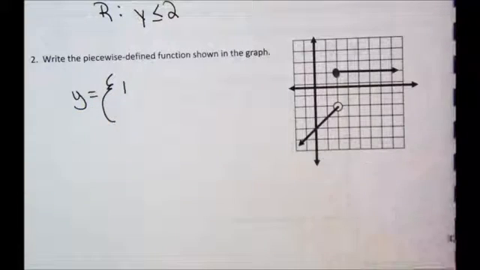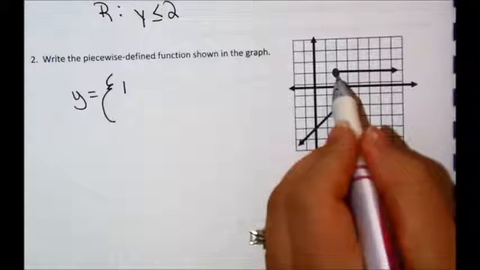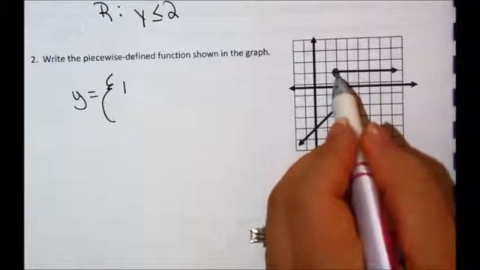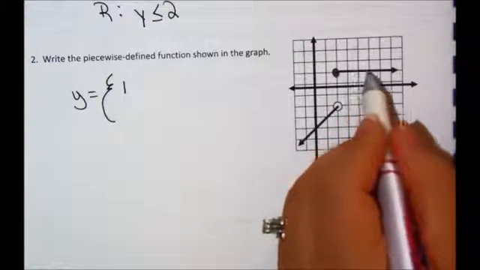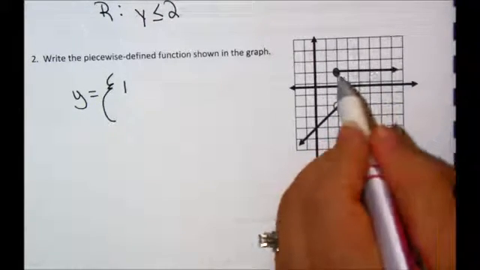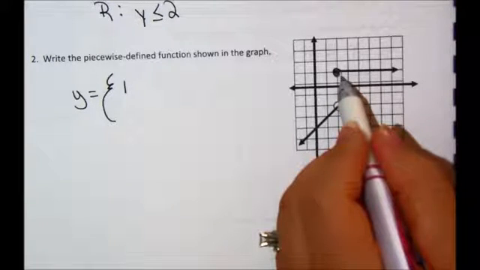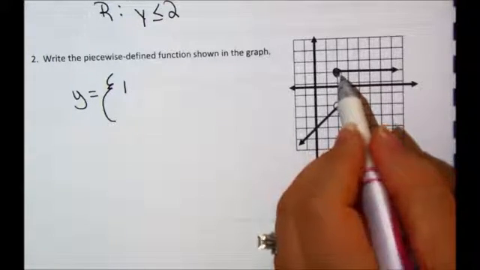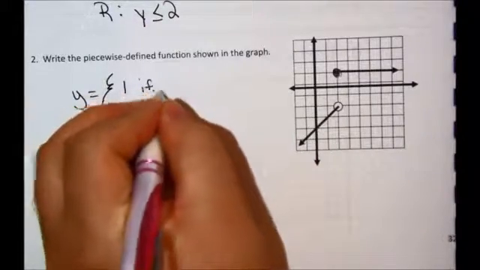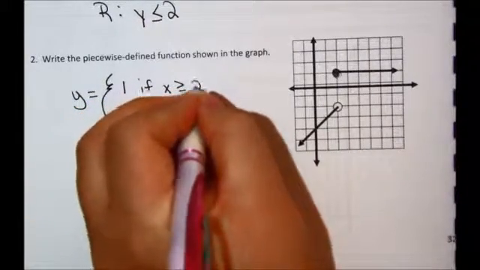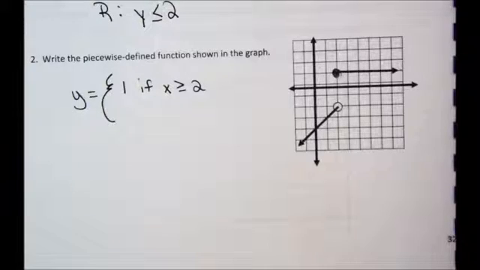So y is equal to 1. There's a stipulation to this graph, however. This graph is only true when x is greater than or equal to 2, because that's where this graph starts. We know that it can be equal to because the dot is colored in.